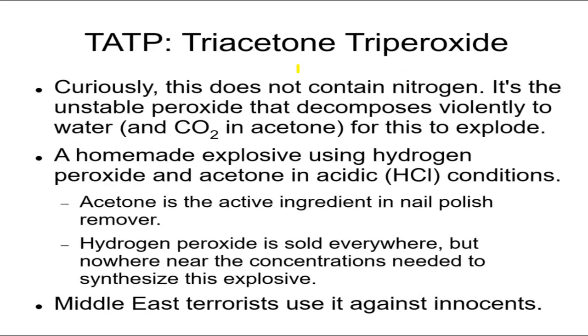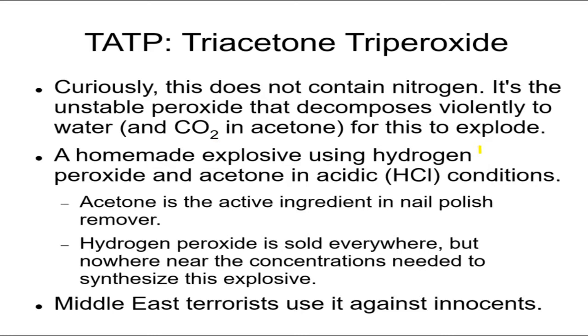There's another thing. Most of those explosives we talked about contain nitrogen and produce nitrogen gas, but they contain nitrogen in the form of NO3. This is, curiously enough, an explosive that does not contain nitrogen. This is the peroxide that's unstable. It's triacetone triperoxide. It decomposes violently with a lot of gas and produces carbon dioxide when it has the fuel of the acetone, the triacetone in the triacetone triperoxide. The triperoxide, that's the oxidizing agent.